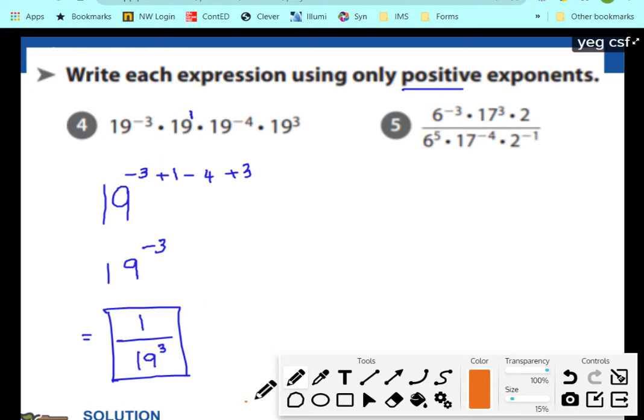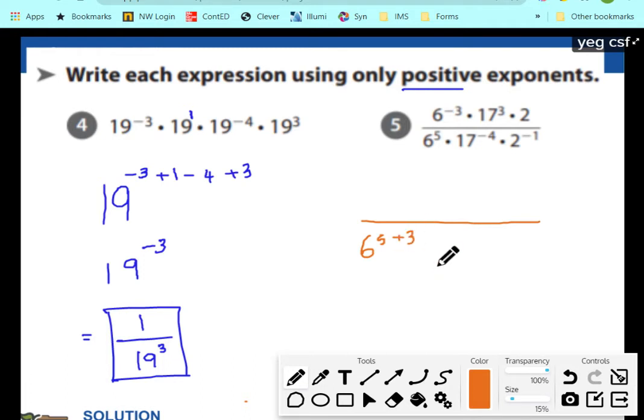Okay, let's do one more. Last one. Now the 6 to the negative 3 and then 6 to the 5. As I mentioned to you, look for the bigger number and switch it to that number. So 6 to the 5 is bigger. This is minus 3. I'm going to bring it down. So it becomes positive 3.